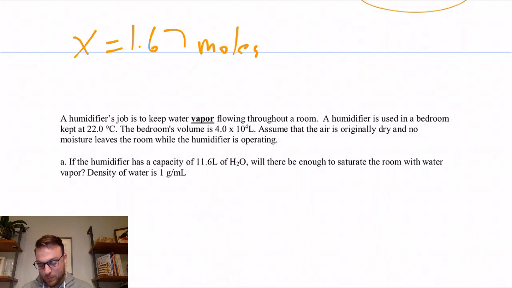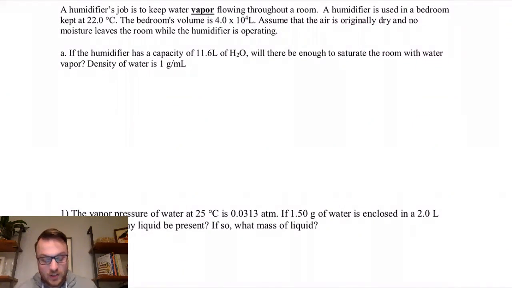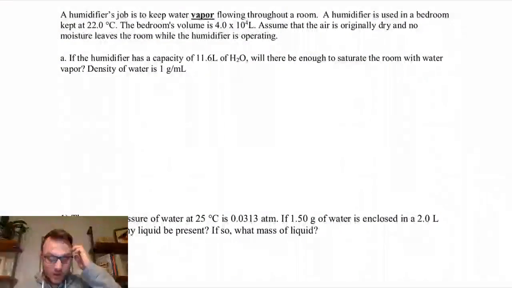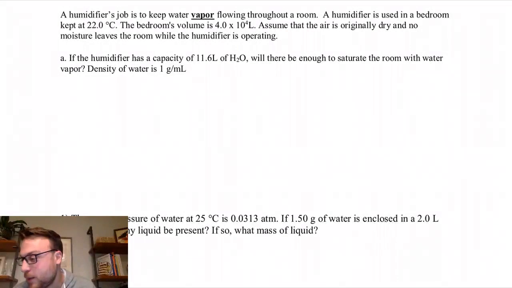Anyway, a humidifier's job is to keep water vapor flowing throughout a room. A humidifier is used in a bedroom kept at 22 degrees C. The bedroom's volume is 4 times 10 to the 4th liters. Assume that the air is originally dry and no moisture leaves the room while the humidifier is operating. If the humidifier has a capacity of 11.6 liters of water, will there be enough to saturate the room with water vapor?